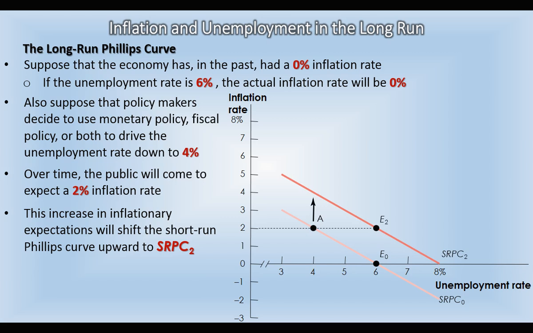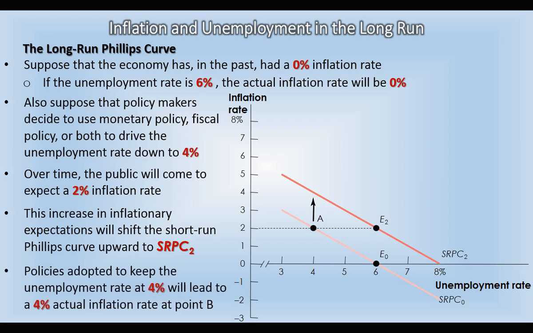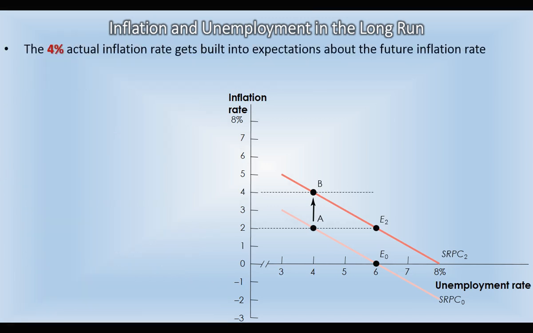So again, at the original point where you had 4% unemployment and 2% inflation, now you're going to have 4% unemployment and 4% inflation. So policies adopted to keep the unemployment rate at 4% will lead to a 4% actual inflation rate at point B. That is what it will lead to, due to the fact that, again, people will expect inflation to be at 2%, which will actually raise inflation by 2% at any unemployment rate. So the 4% actual inflation rate at that unemployment rate of 4% then gets built into expectations about future inflation rates.